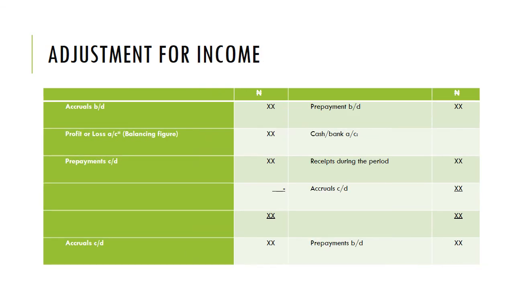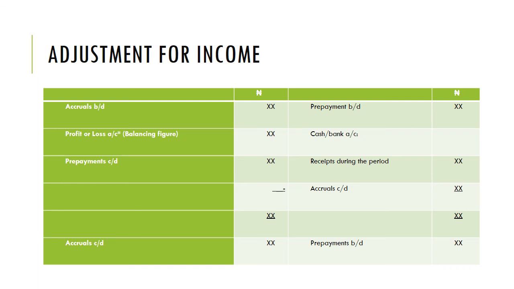For the adjustment of income, accrual brought down is an income that is supposed to have been received and you have not received it. It's accrued income, so it becomes an asset to you, a current asset. While the prepayment, if you have been paid an income earlier than when you're supposed to earn it, then it becomes a liability to you.